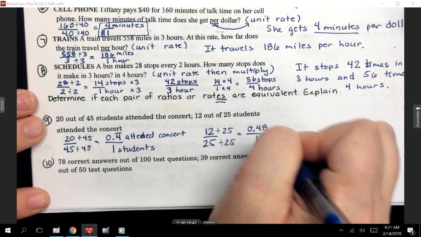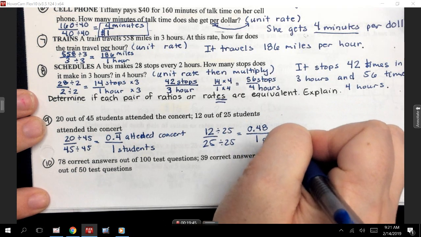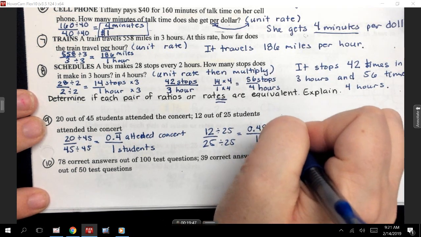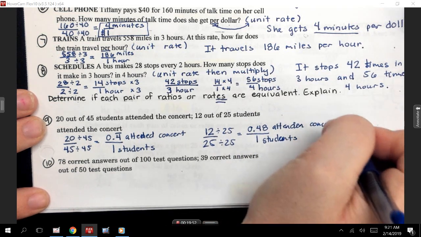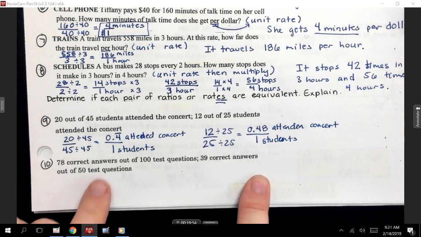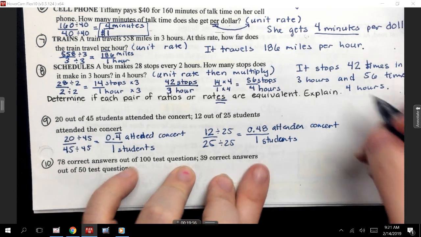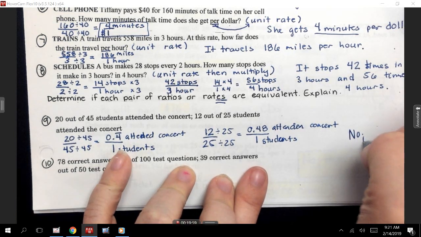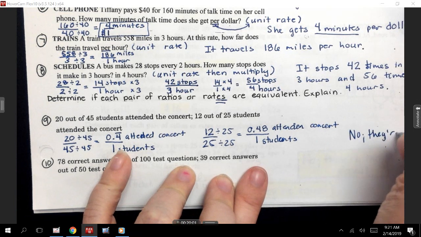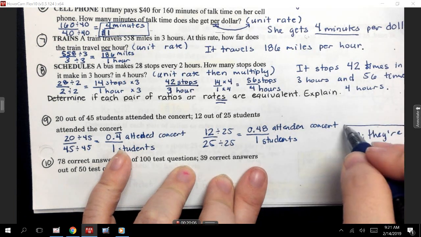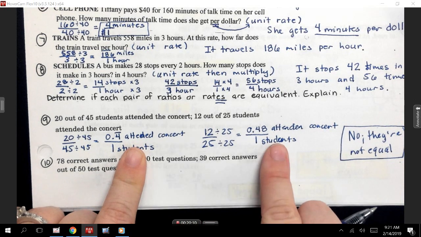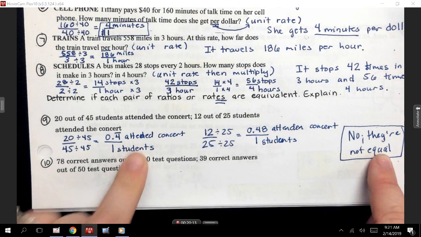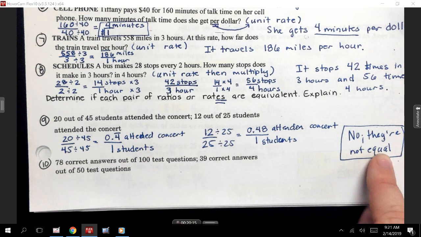So again, that's still students. And that's still the ones that attended the concert. Okay. Are these equivalent? No. So then I'll just write no. They're not equal. The way these will be graded, this rate, 3 points. This rate, 3 points. That little bitty sentence, 1 point. Okay, because the big thing is that work.